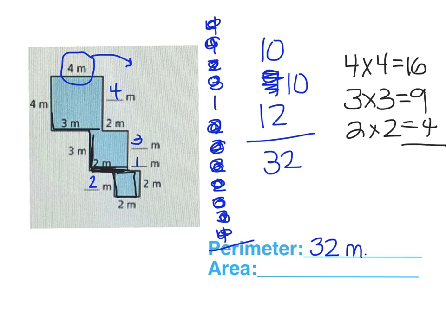16 plus 9 is 25, plus 4 more is 29. The area of this complex figure is 29 meters squared.